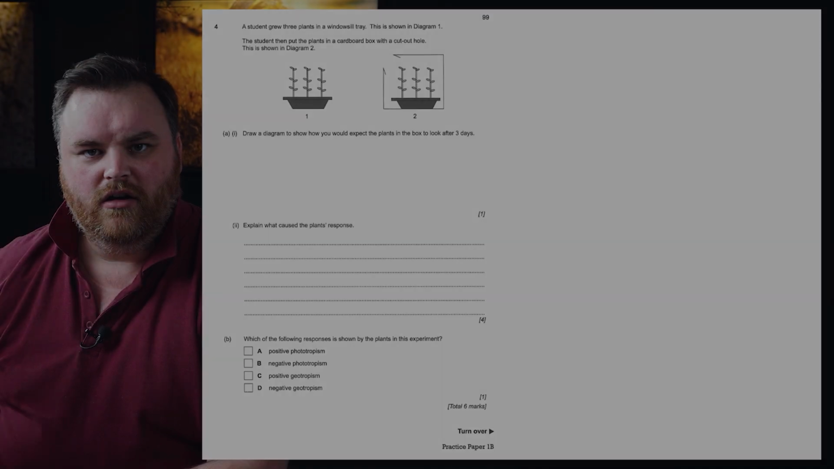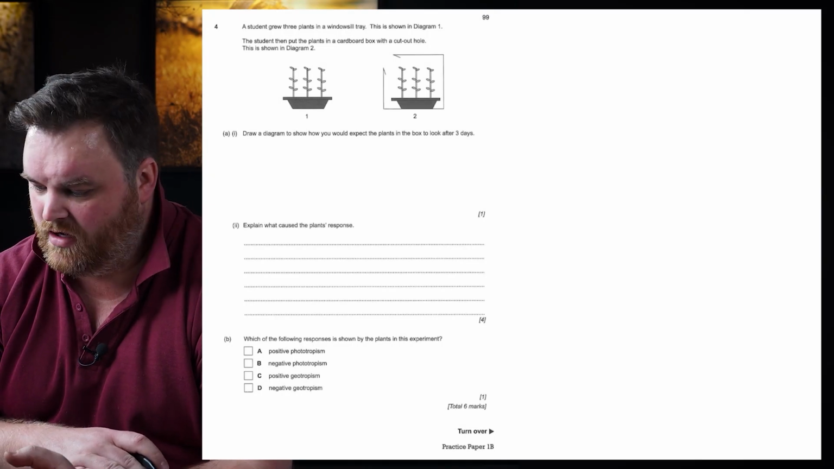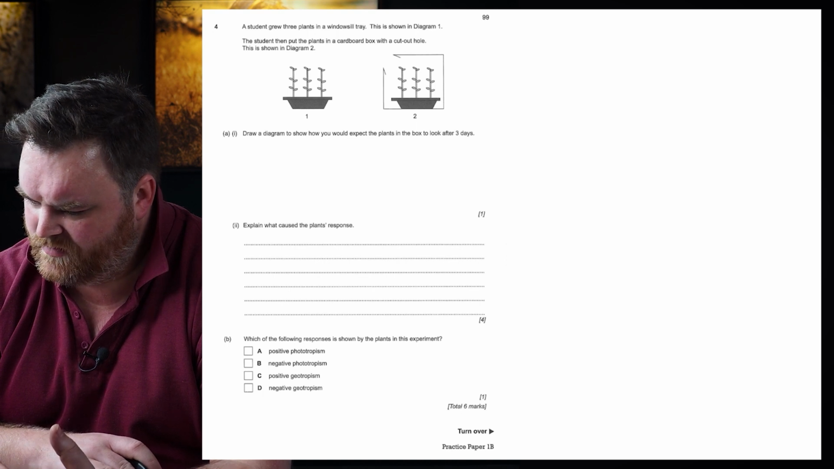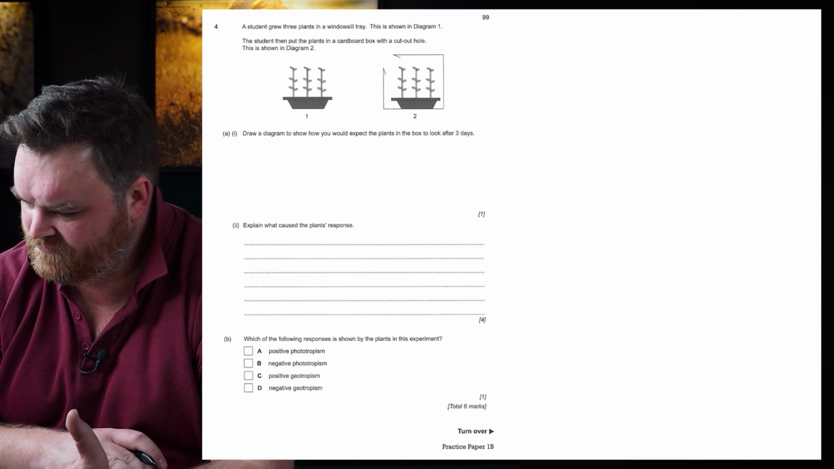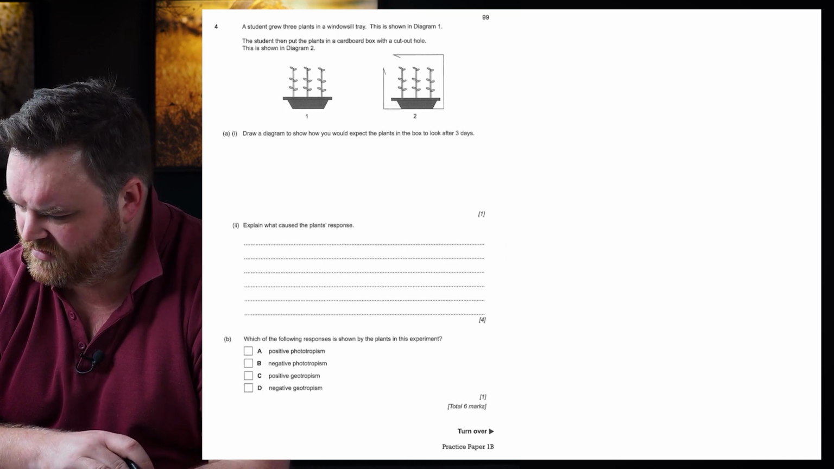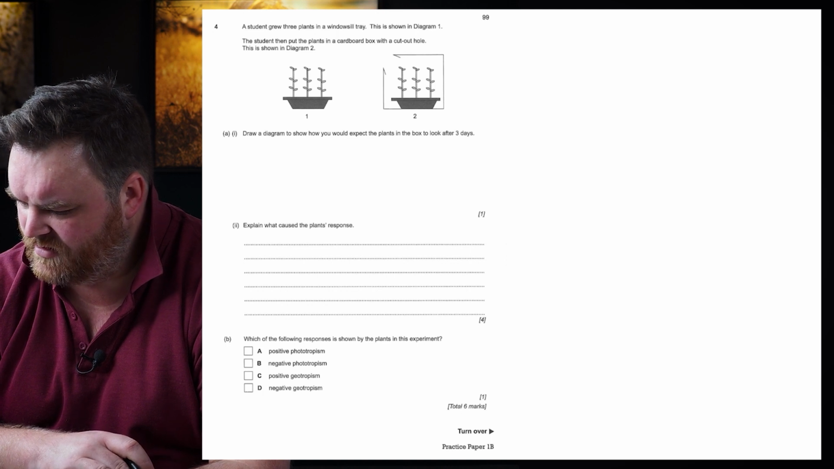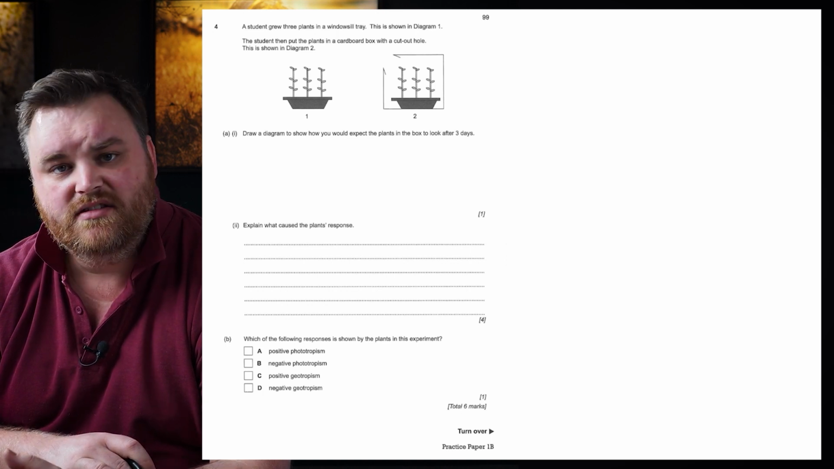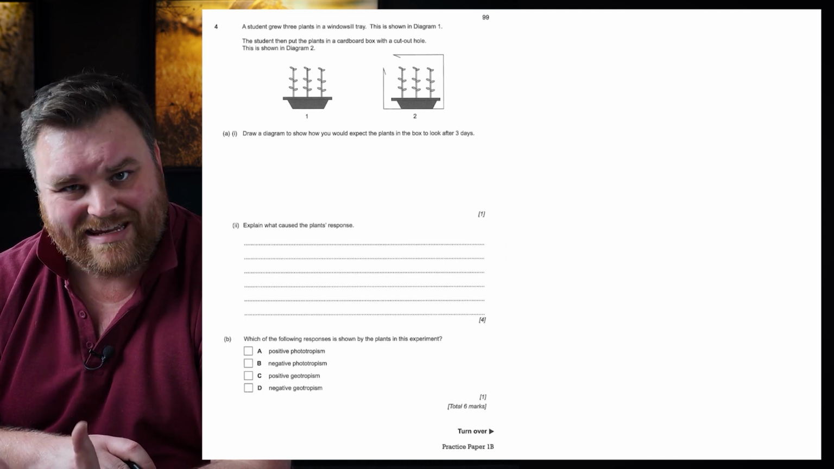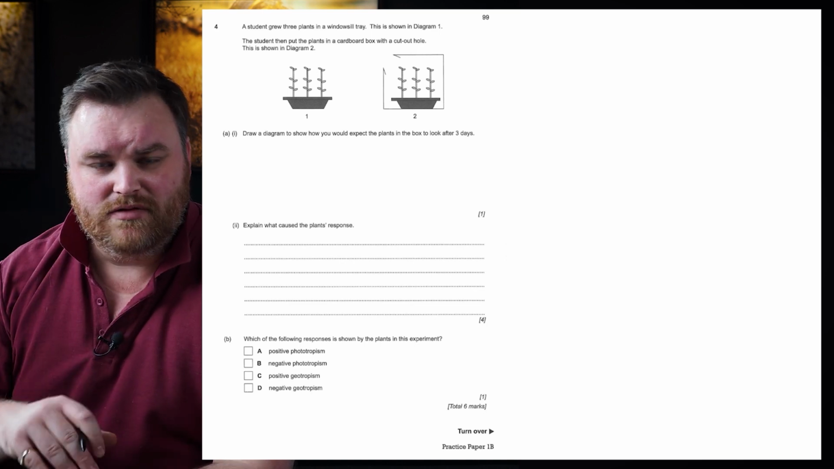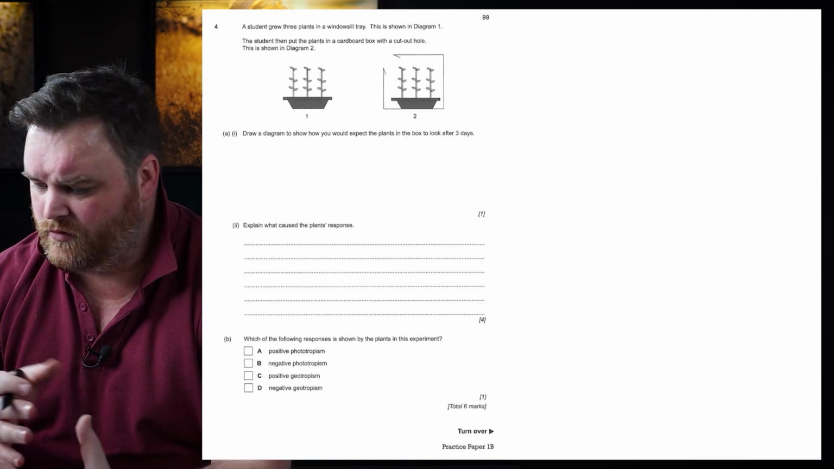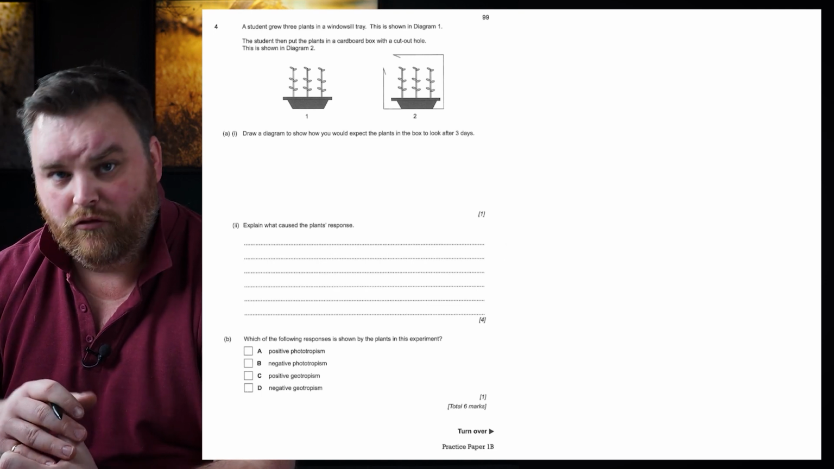On we go. Okay, so question 4 is on plant responses and phototropism, to be specific. So we've got a student growing 3 plants in a tray. That's diagram 1. Then they put that in a cardboard box with a cutout hole in the corner, and that's shown in diagram 2. Draw a diagram to show how you'd expect the plants in the box to look after 3 days. Okay, so this is just testing our knowledge of phototropism and the fact that any plant, when grown with a directional light source, will grow towards that light. Plants need light for photosynthesis, so very simple and straightforward evolutionary adaptation to grow towards it.